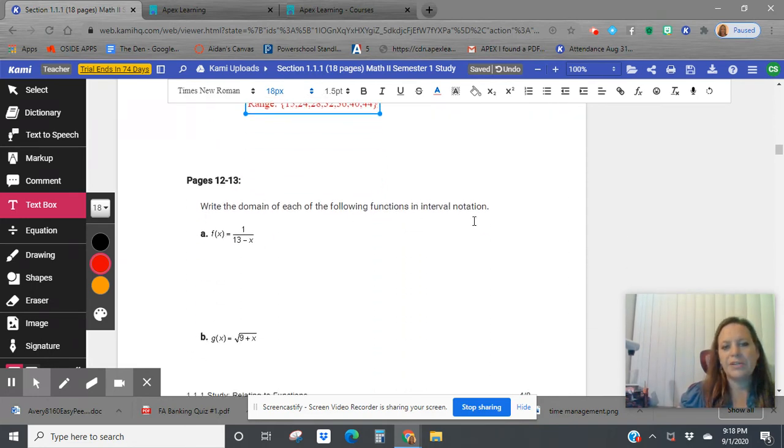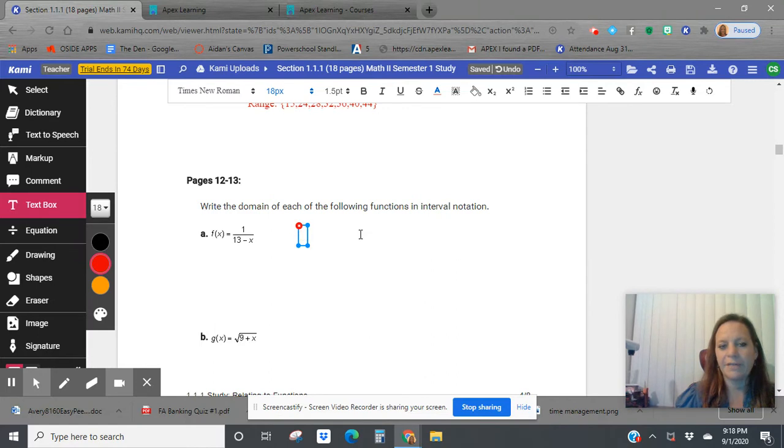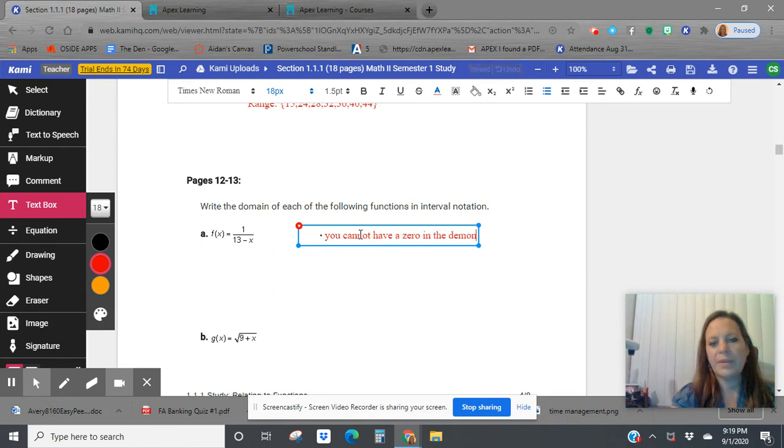Write the domain of each of the following functions in interval notation. So on these ones, we are looking at two kinds of functions that you've never been exposed to before, but these have some kinds of restrictions just based on the general idea you may have. For example, you cannot have a 0 in the denominator, or it is undefined.